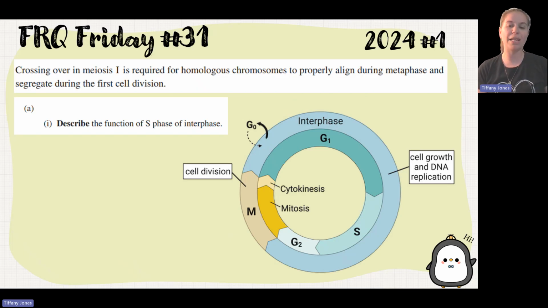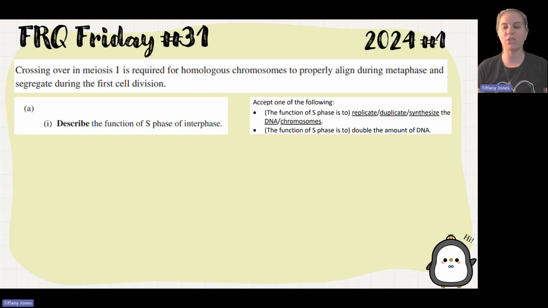And when we go through mitosis, we need to have identical cells. So in interphase, we need to replicate our DNA in some way so that we can have 2 sets of chromosomes. So the function of the S phase is for us to go through that DNA synthesis. We can synthesize a copy of our DNA. And so the function of the S phase is to replicate, duplicate, synthesize DNA or chromosomes. You could also say that we're doubling the amount of DNA.